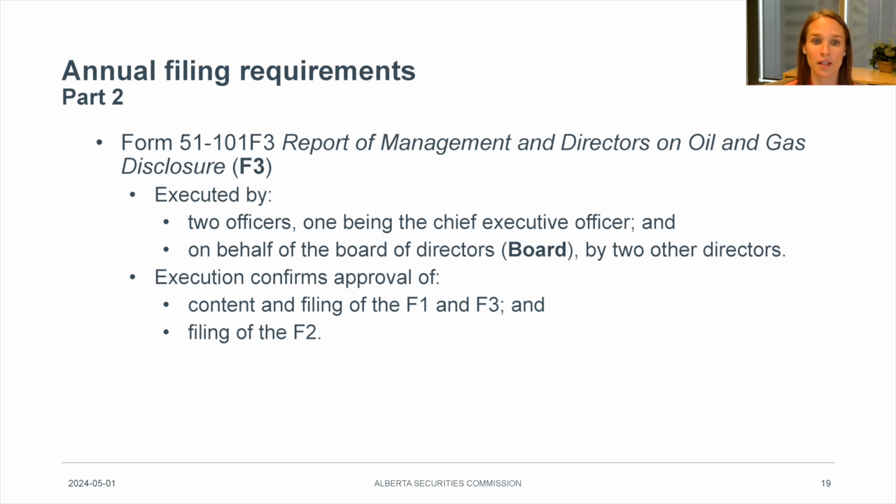It confirms the responsibilities of management and the board of directors with respect to those annual filing requirements. So this confirmation occurs when the F3 is executed by two officers, one being the chief executive officer of the company, and then another officer of the company, and then on behalf of the board by any two other directors. So it's key to note here that these are four separate individuals signing the F3.